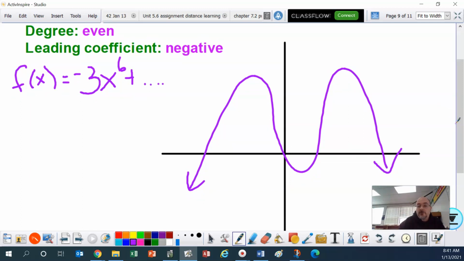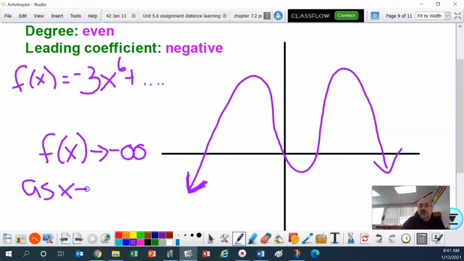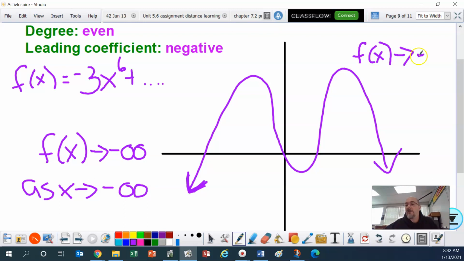So what's happening, folks? Well, the f of x is going to negative infinity. See, the arrow's going down and it's going to the left. So as x goes to negative infinity, negative infinity. And over here, the f of x is going to negative infinity as x goes to positive infinity. All right, so those are the 4 scenarios. Rewatch any of that if you need to.